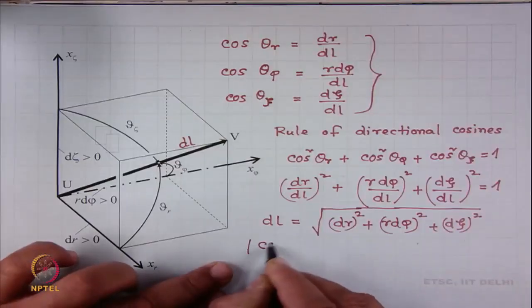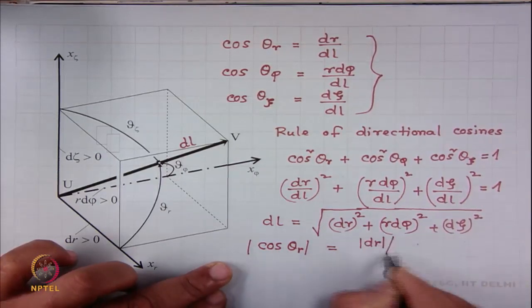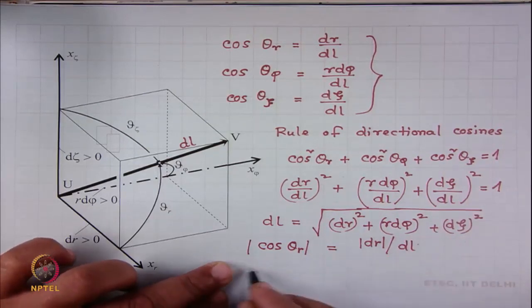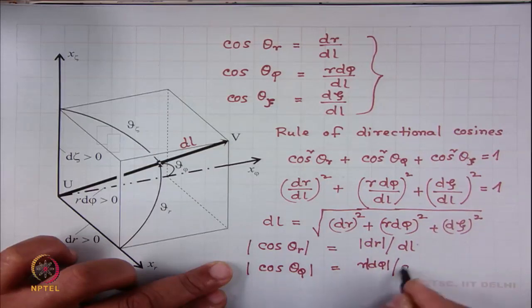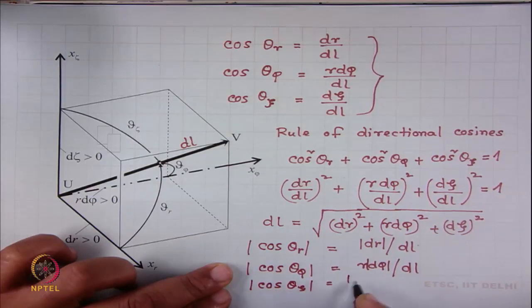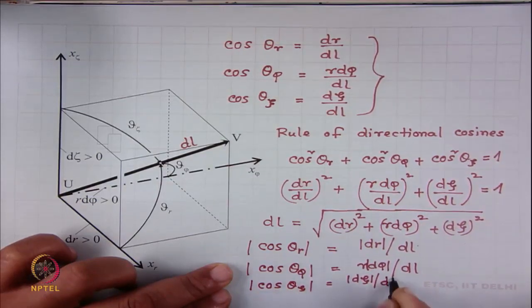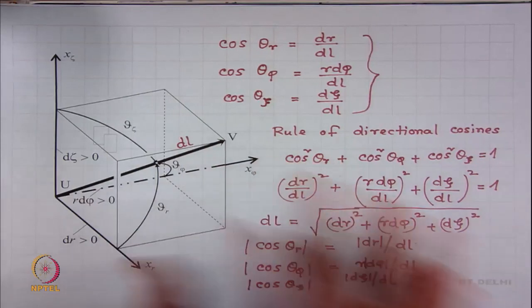So, we write in terms of absolute value: cos theta r, dr by dl, cos theta phi, r d phi by dl, and the absolute value of this is equal to the absolute value of this divided by dl. dl always stands for positive, right. These expressions we will use later on.